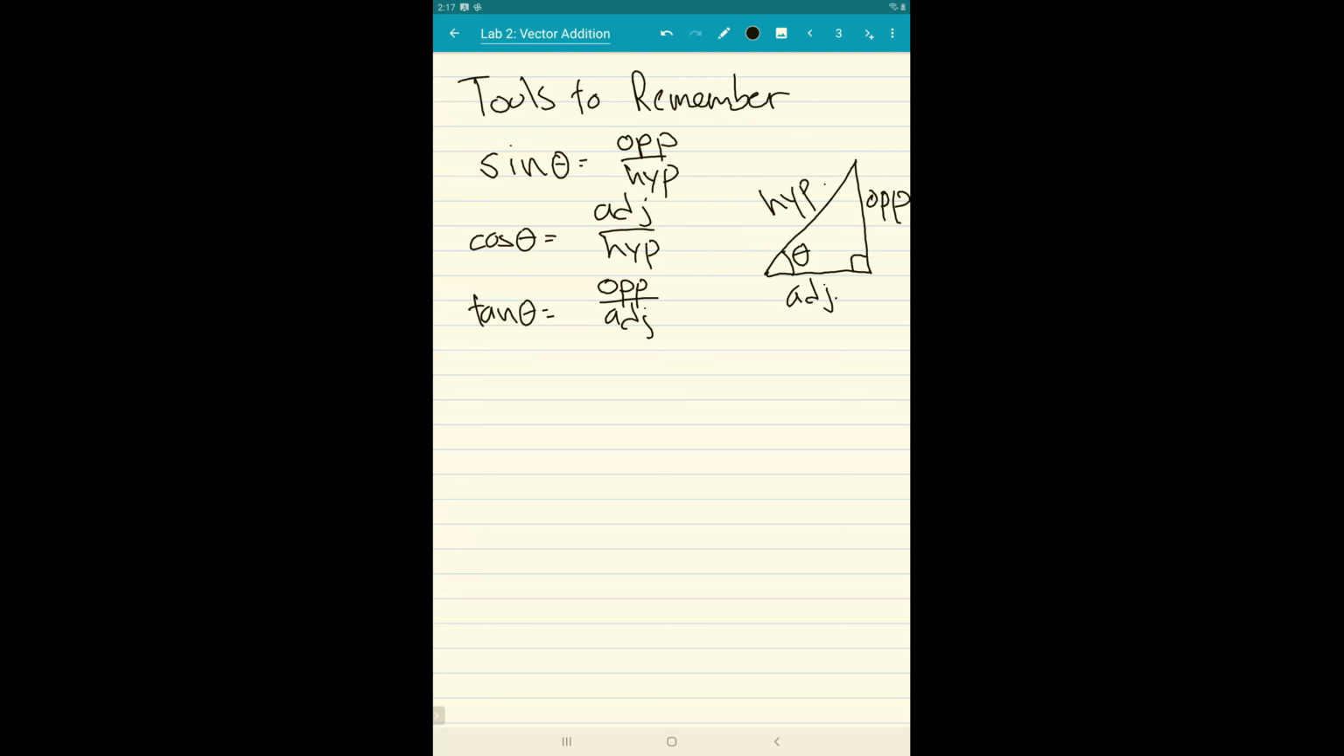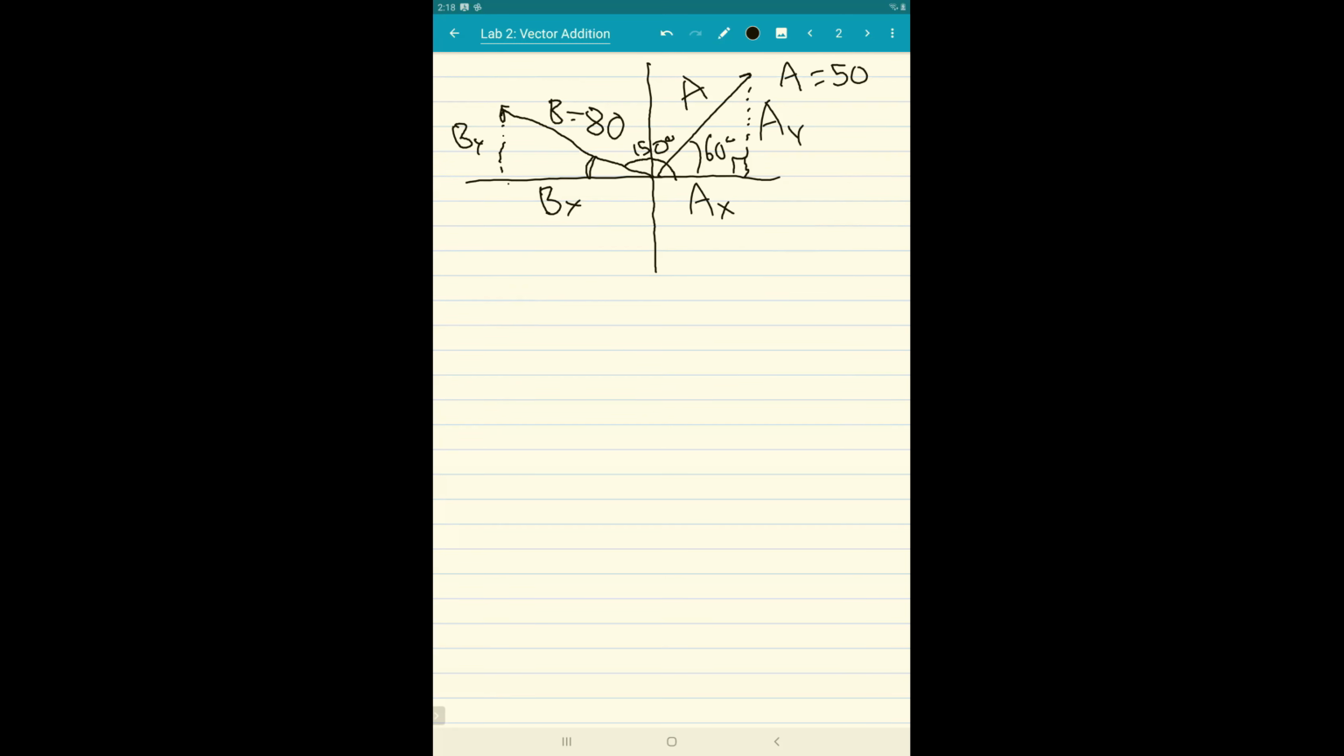Another thing to remember is you can do a tangent inverse of your opposite over adjacent, and that'll equal your angle. So if you have opposite and adjacent, you can just flip it around, as in this inverse trig function right here, to find your angle, which is something you're going to do later on in this lab. Now, this is going to give you the angle inside the triangle, right? It's going to give you that angle right there, between B and B sub X.